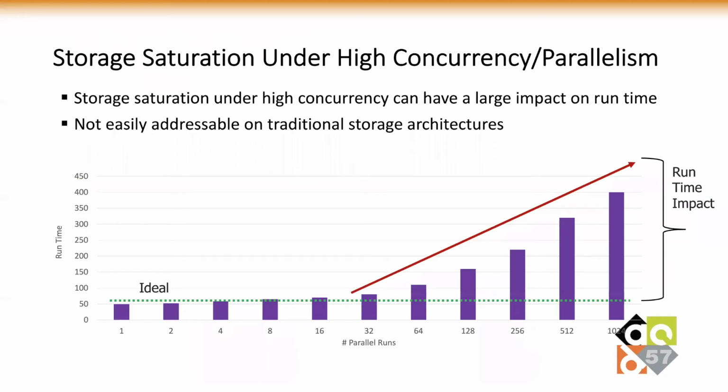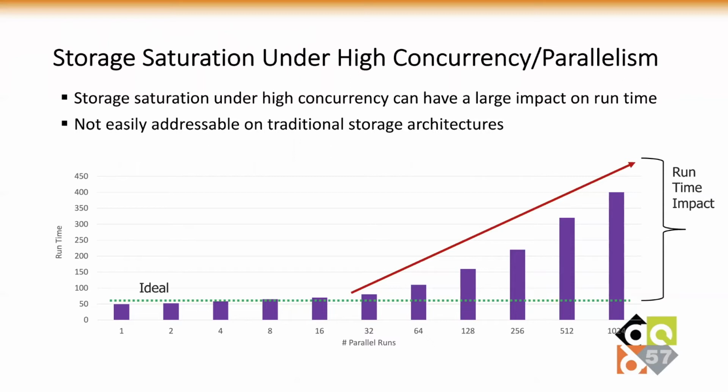So what happens under high concurrency? Storage saturation can actually have a big impact on runtime. We've seen this in experiments with customers and even in our own labs, where if you take a particular job, say a Git clone, and run lots of them in parallel across your farm, runtimes can stay pretty consistent for a relatively small number of jobs.